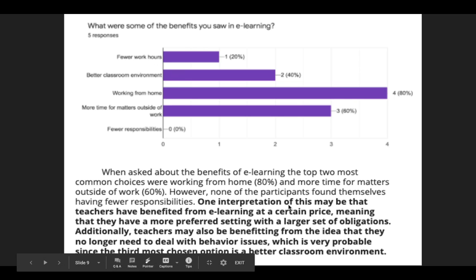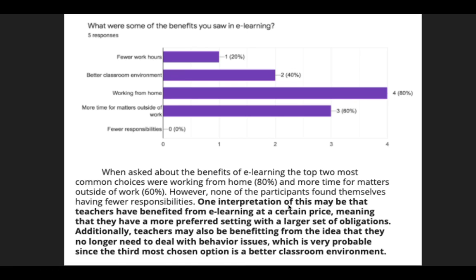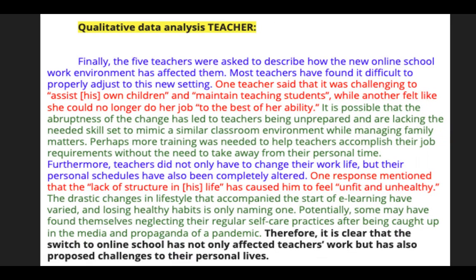One interpretation of this may be that teachers have benefited from e-learning at a certain price, meaning that they have a more preferred setting with a larger set of obligations. Additionally, teachers may also be benefiting from the idea that they no longer need to deal with behaviour issues, which is very probable since the 3rd most chosen option is a better classroom environment. Perfect, nice one. And then we have another qualitative one.